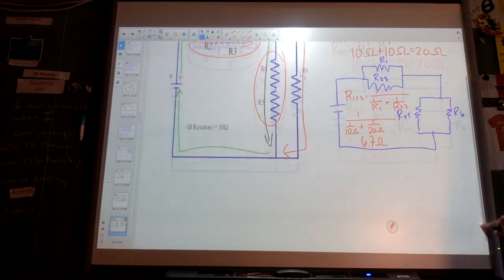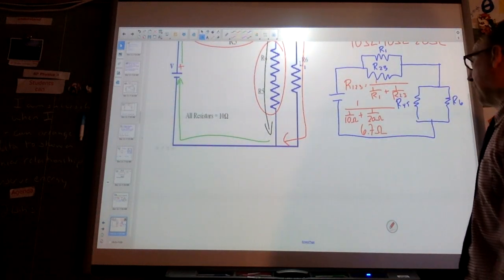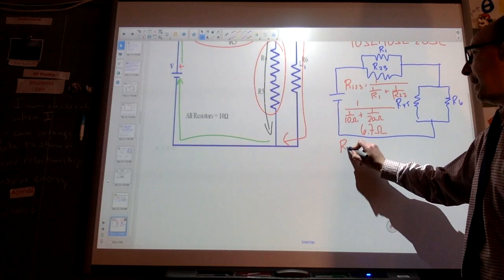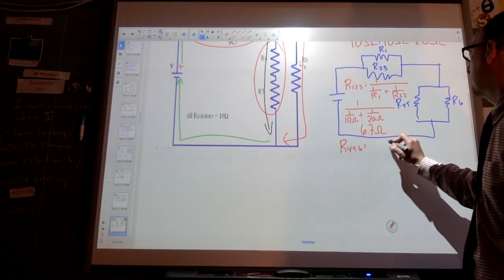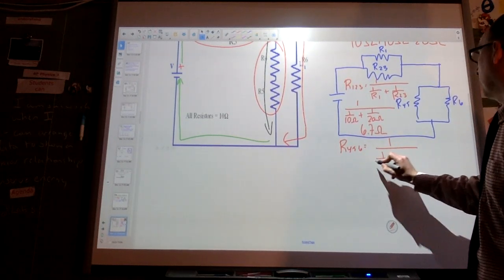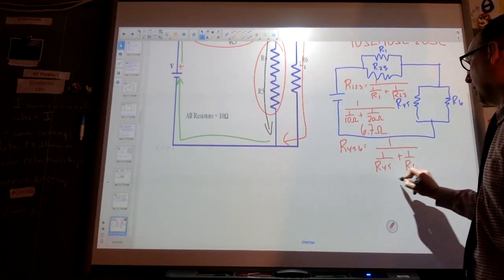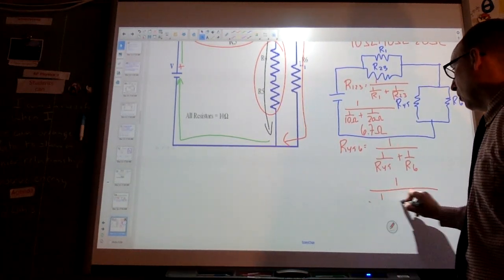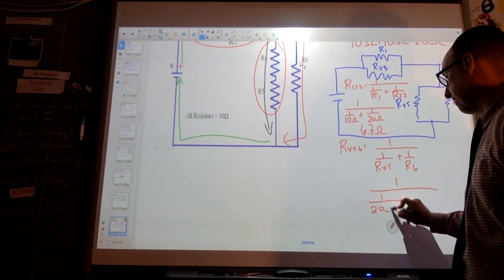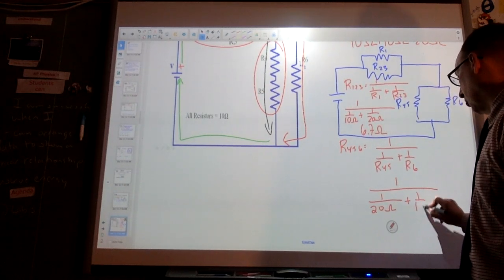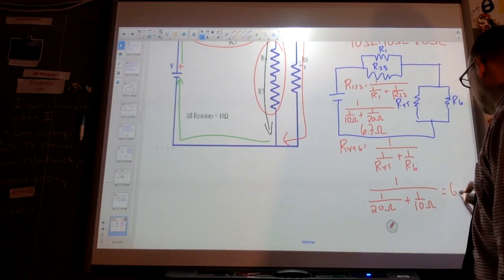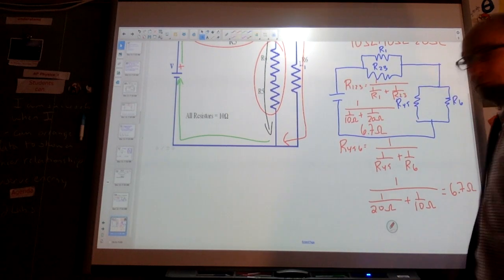And I'm going to do the same thing with R4, 5, and R6. I'm going to call that R4,5,6. And that's going to be 1 over R4,5 plus 1 over R6. And so I have 1 over 20 plus 1 over 10, which is 6.7.